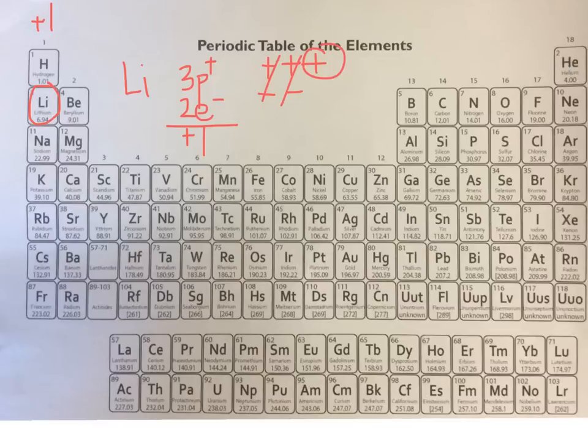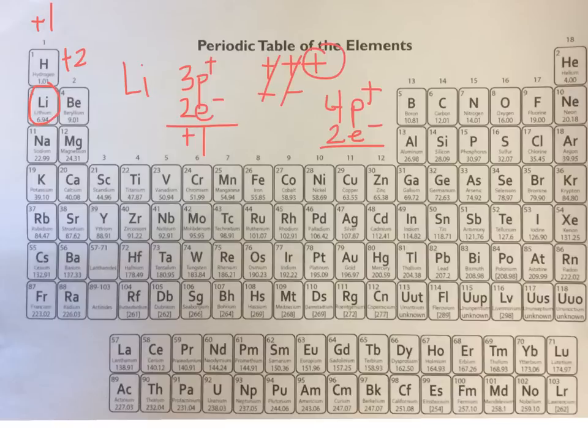So what do you think is easier for beryllium to do? Gain 6 or to lose 2? Yes, it's easier for it to just lose 2 electrons. So if beryllium is number 4, so if it has 4 protons and now it's going to lose 2 electrons, now it only has 2 electrons, and you add that up, and what do you get? +2. So everything in group 2 will be +2.